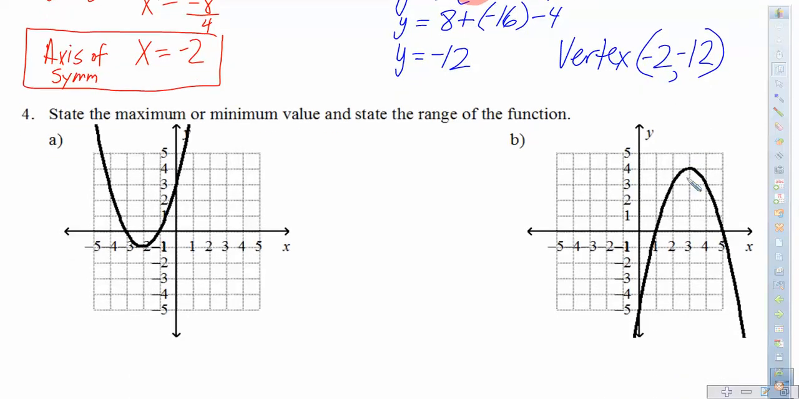Okay, let's look at number 4. State the maximum or minimum of the graph. Well, if a parabola opens upwards, then doesn't that mean that we have a minimum value? And that minimum value is that vertex right there.